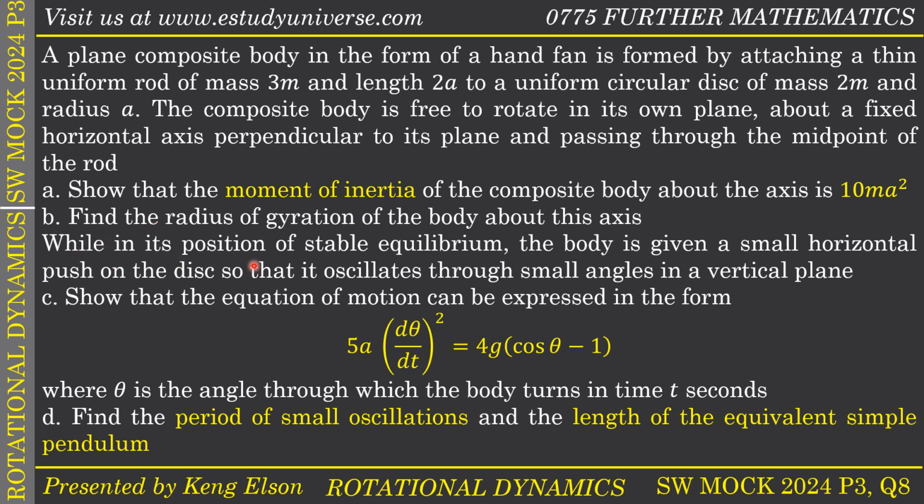While in its position of stable equilibrium, the body is given a small horizontal push on the disc so that it oscillates through small angles in a vertical plane. C. Show that the equation of motion can be expressed in the form 5a (d²θ/dt²) = 4g(cos θ - 1), where θ is the angle through which the body turns in time t seconds.